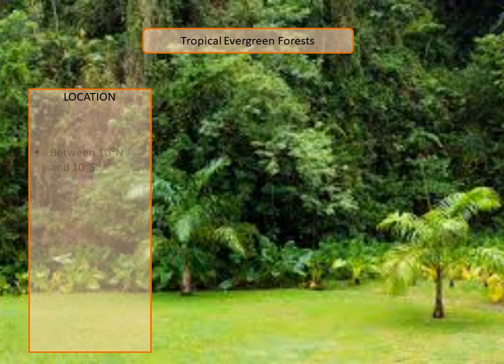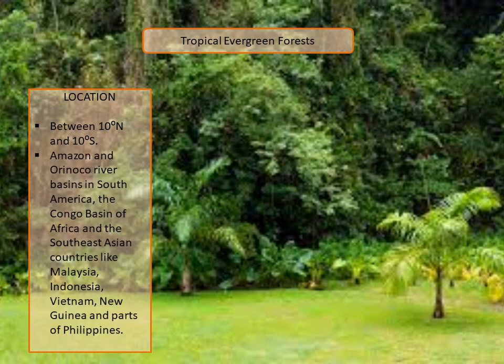The tropical evergreen forest is located between 10° north and 10° south latitudes. It is found in the Amazon and Orinoco River basins in South America, the Congo Basin of Africa, and the Southeast Asian countries like Malaysia, Indonesia, Vietnam, New Guinea, and parts of Philippines.